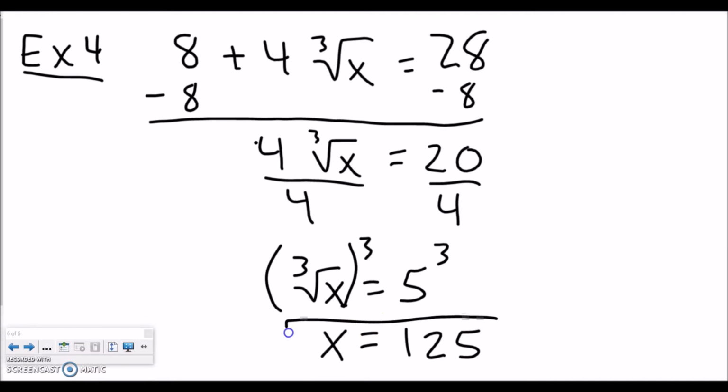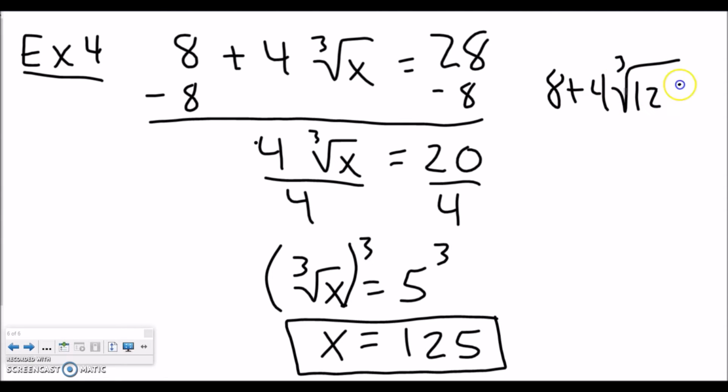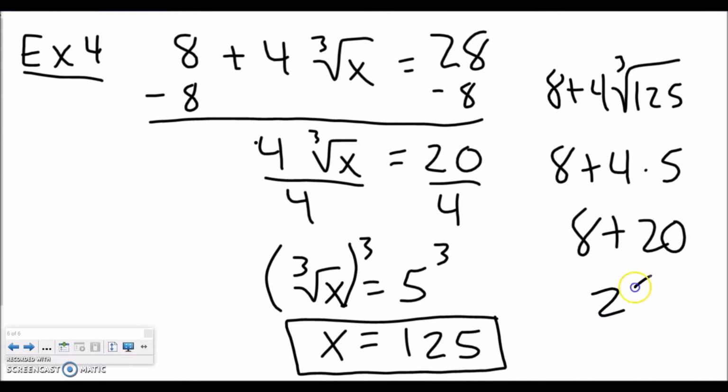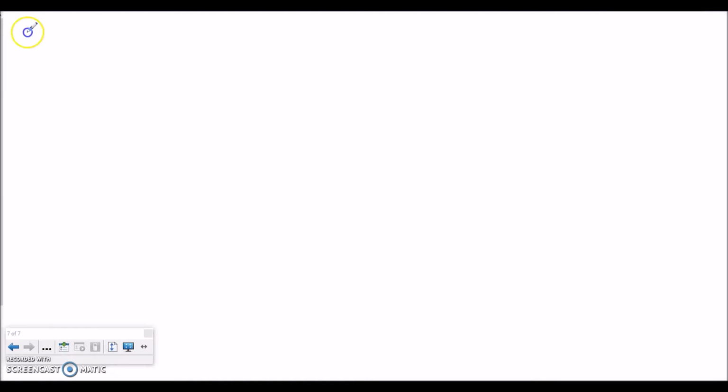Put that back into our original equation, because we need to check all of our answers. 8 plus 4 times 5. 8 plus 20 is 28. So that means our answer works. Excellent. Let's up the difficulty a little bit.